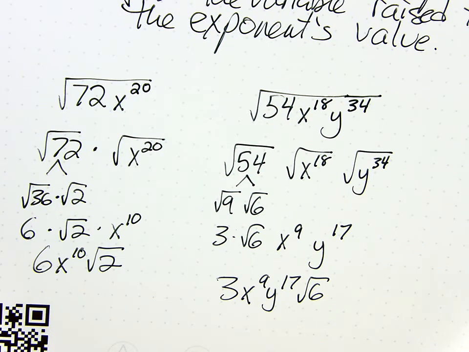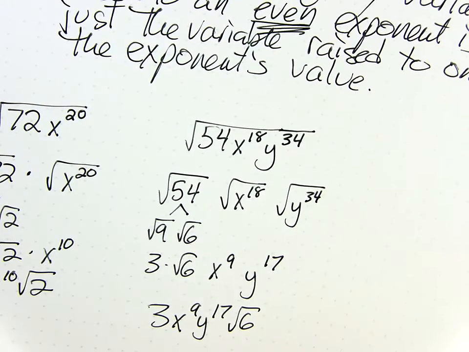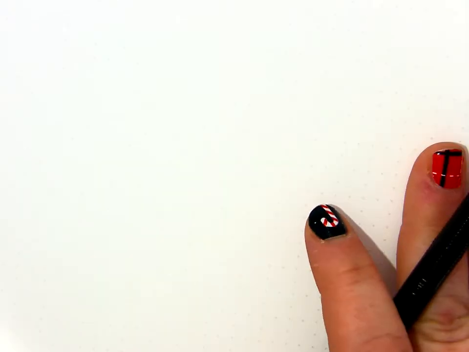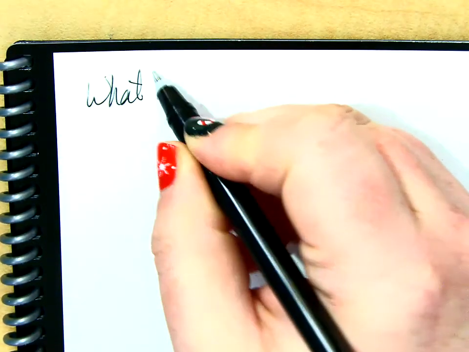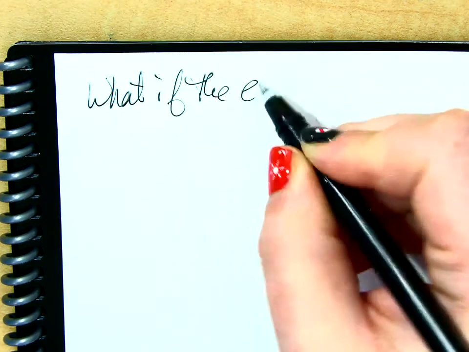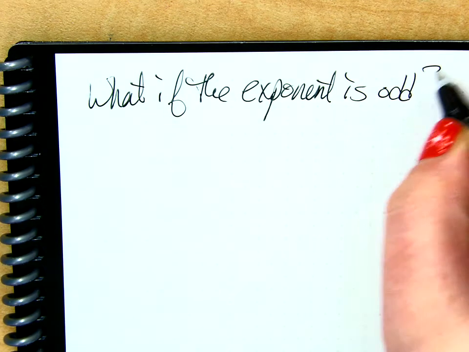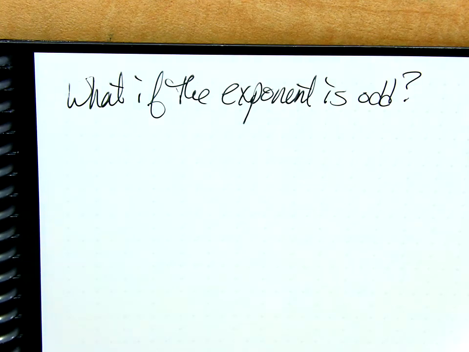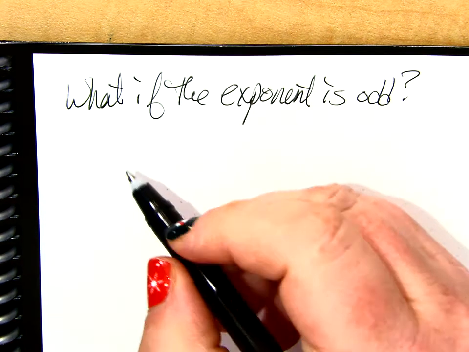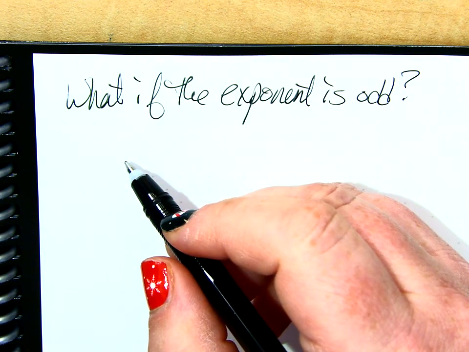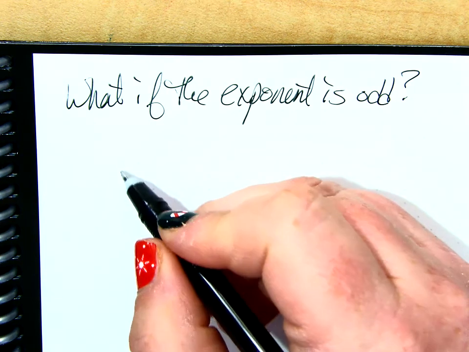Because now it's not quite as nice anymore. So I'm actually going to go on to page 2. All right, so what if the exponent is odd? Let's not go too big yet. How about, let's go with x to the 11th.